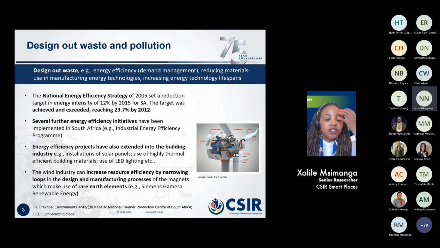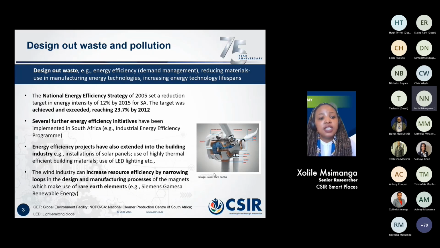Looking at the National Energy Efficiency Strategy of 2005, it set a reduction target in energy intensity of 12% by 2015 for South Africa. The target was achieved and exceeded, reaching 23.7% by 2012. In response to load shedding, several further energy efficiency initiatives have been implemented in the country. The Industrial Energy Efficiency Program, funded by GEF, assisted more than 450 industries to save 6.5 terawatt hours of energy, resulting in cumulative cost savings of 5.3 billion.